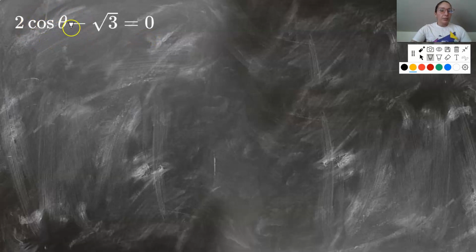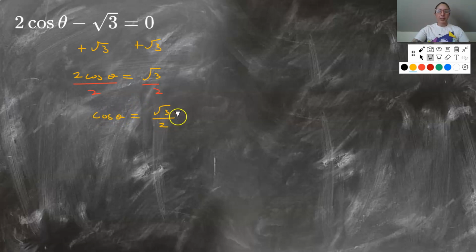Well, I need to solve for cosine theta. So let me add root 3 to both sides. That'll give me 2 cosine theta equals root 3. So you see we're trying to isolate cosine theta. And then we want to divide everybody by 2. So this is like solving how we know. Okay, so I have cosine theta isolated now on the left. On the right, I have root 3 over 2.